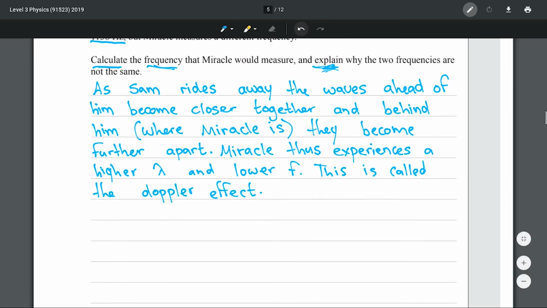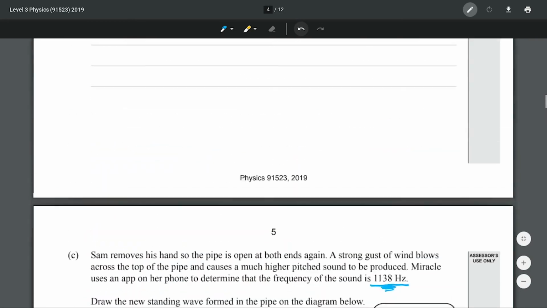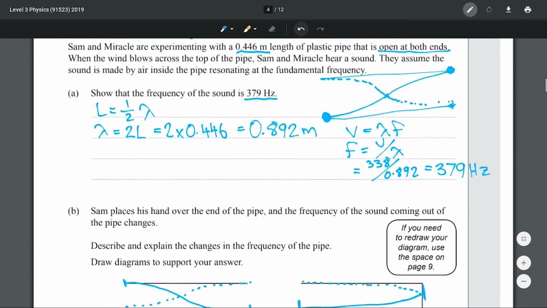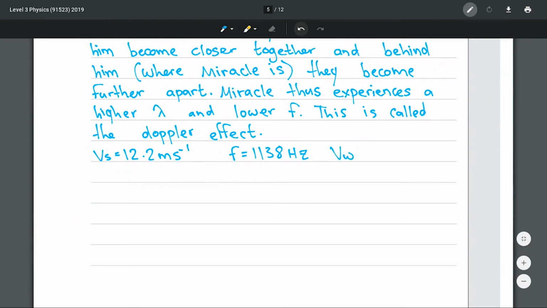So let's write what we are given. The velocity of the source is 12.2 meters per second. The original frequency, which I'll call f as is convention, is 1138 Hz. All the way above, we were given the speed of sound, which I've already forgotten, and that is 338 meters per second. Velocity of the wave is 338. And that's all we need. The equation on your formula sheet that we're going to use looks like this.